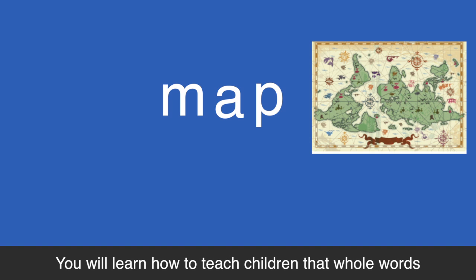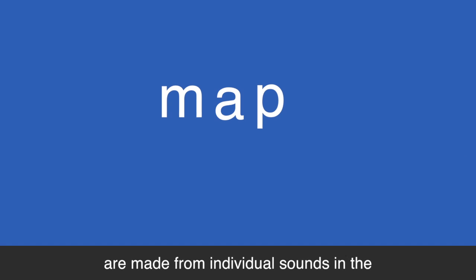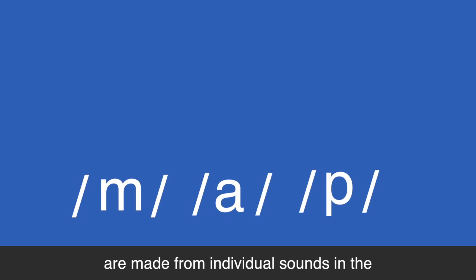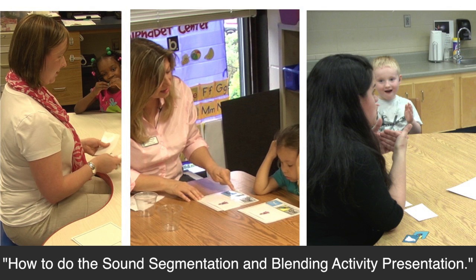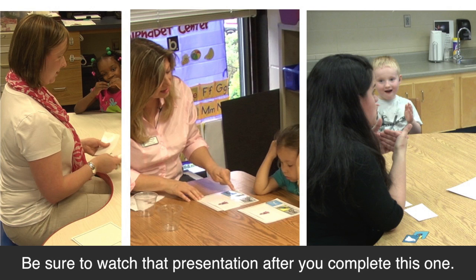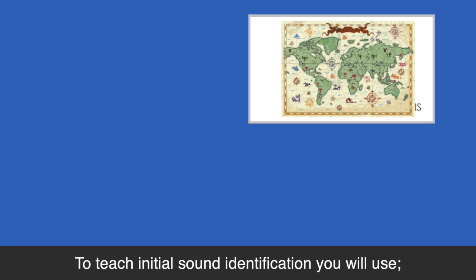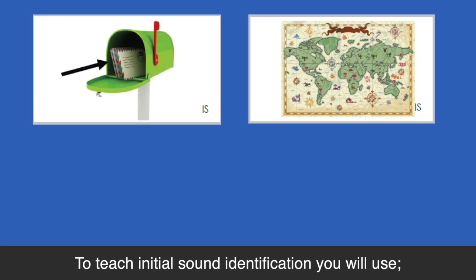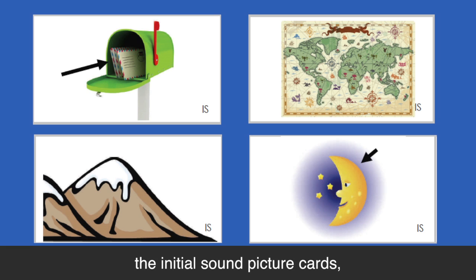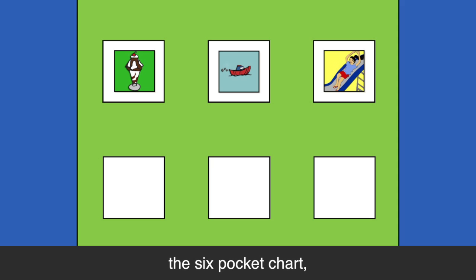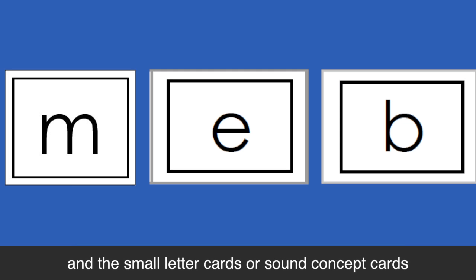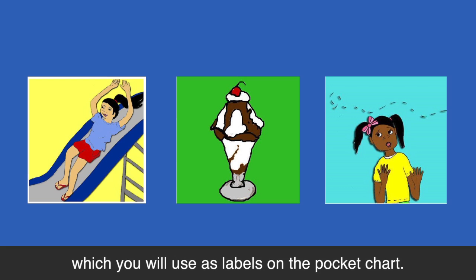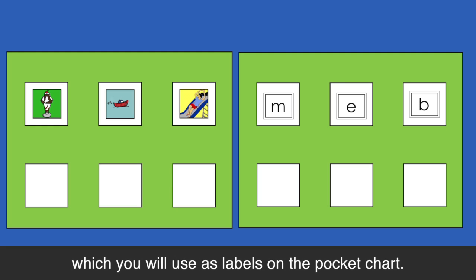You will learn how to teach children that whole words are made from individual sounds in the How to Do the Sound Segmentation and Blending Activity presentation. Be sure to watch that presentation after you complete this one. To teach initial sound identification, you will use the initial sound picture cards, the 6-pocket chart, and the small letter cards or sound concept cards, which you will use as labels on the pocket chart.